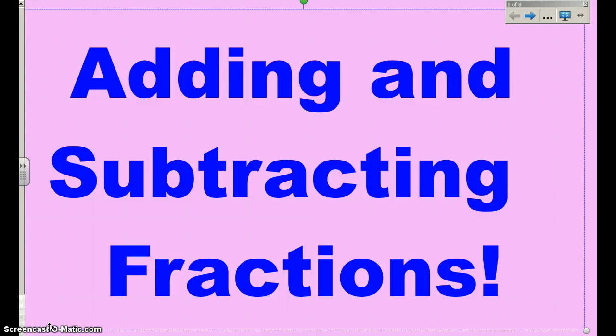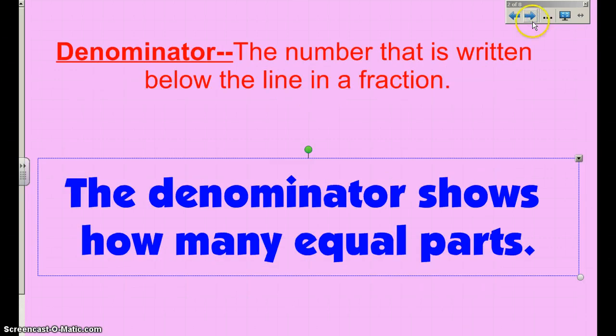Today we are going to talk about adding and subtracting fractions. It's going to be a little different than it was last week because we are going to talk about adding and subtracting fractions with different denominators. And the denominator is the number that is written below the line in the fraction. So it's the bottom number. And of course the denominator shows us how many equal parts we have.